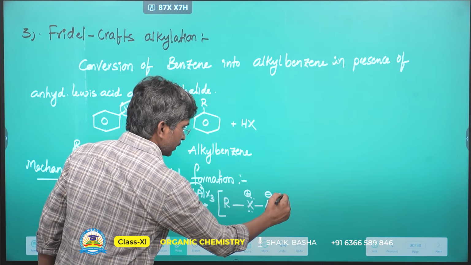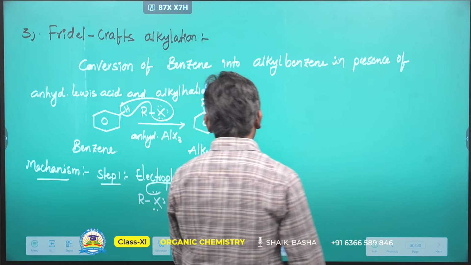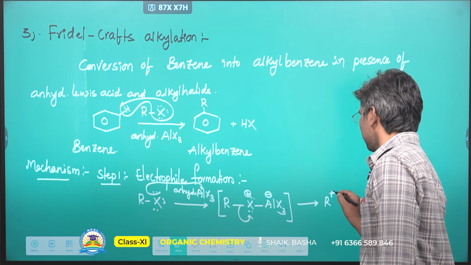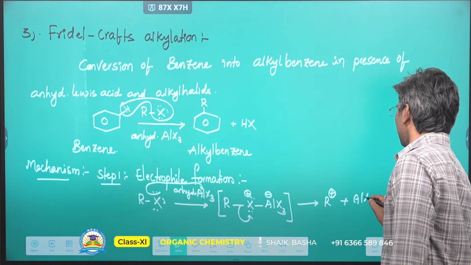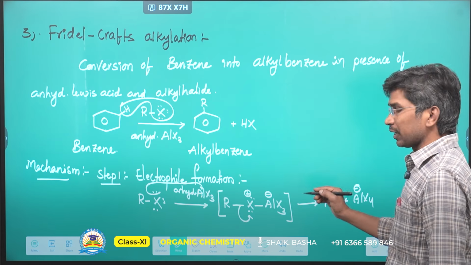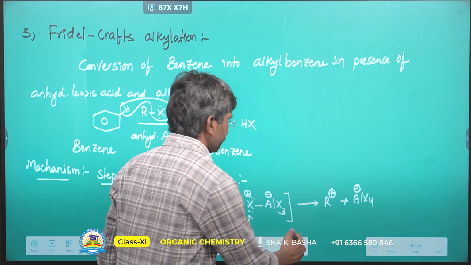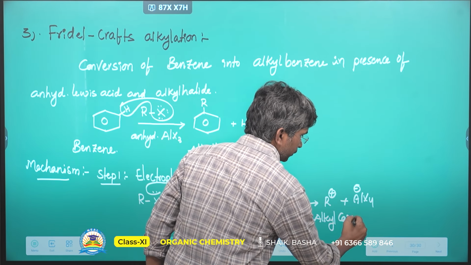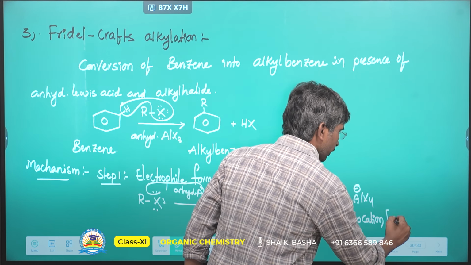Then this is unstable. The halogen takes the electron pair from the alkyl group. R becomes R plus because R has donated a pair of electrons, and R gets a positive charge. Aluminum is connected to 4 halogens and gets a negative charge. So R plus is called an alkyl carbonium ion, or alkyl carbocation. This acts as the electrophile.